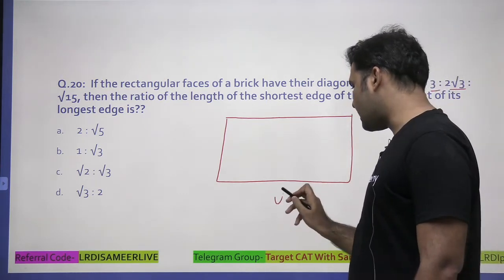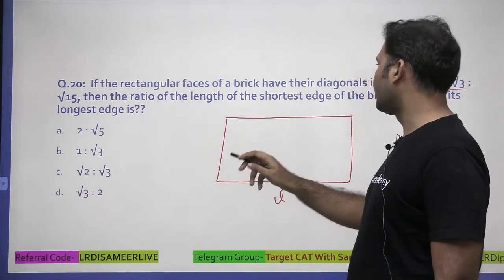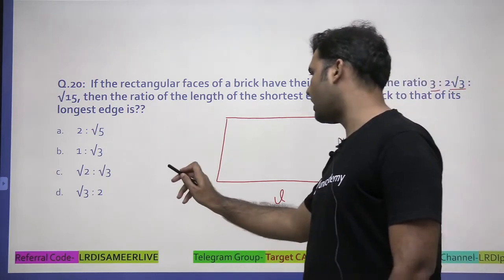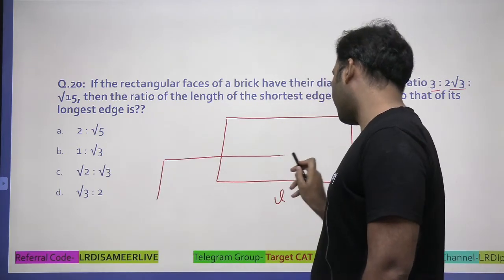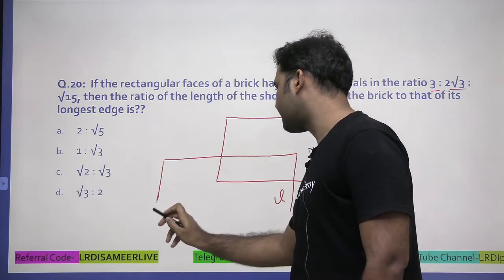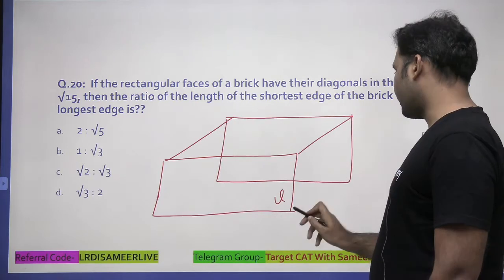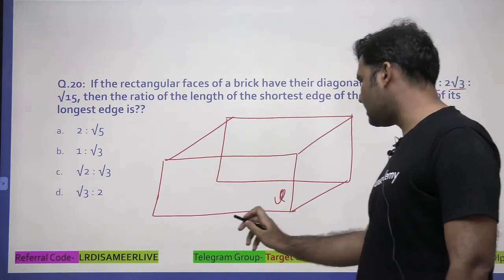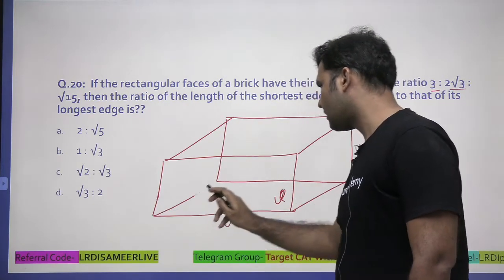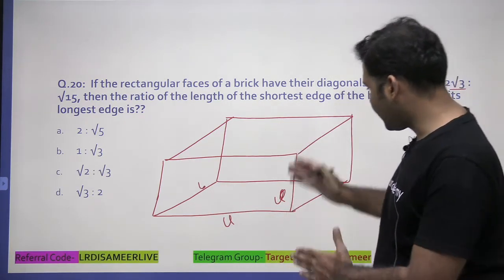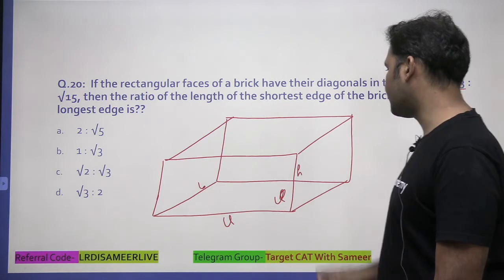Let's say this is the length L and this is the width B. Let's properly draw a rectangular face. Join this. This is your rectangular face, guys. Now let's say this is my length L. This is the width B, and this is my height H. This is the height H.